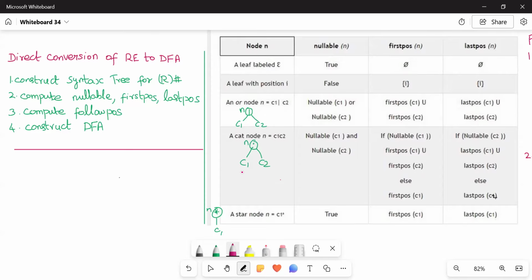If n is a cat node with two children C1 and C2, we have to check nullable of C2. If nullable of C2 is true, then last position of n will be last position of C1 union last position of C2. Else, if nullable of C2 is false, then last position of n will be last position of C2 only. Then for a star node, last position of this node n is last position of C1.